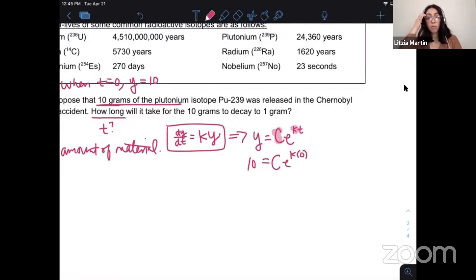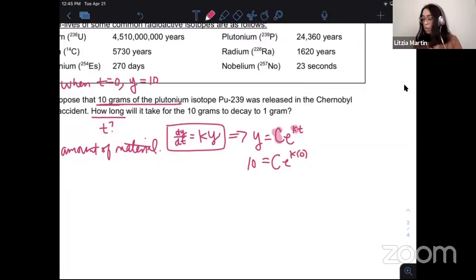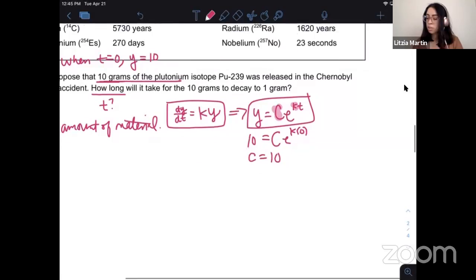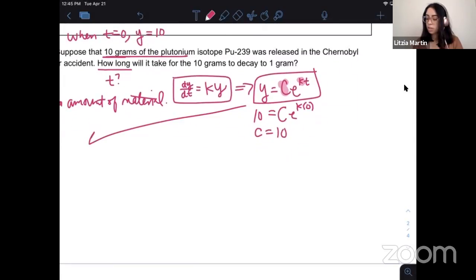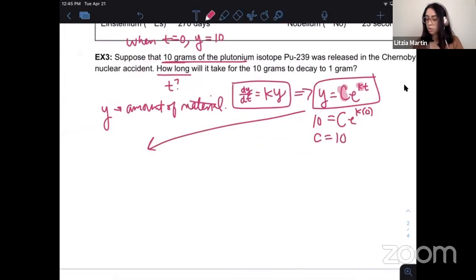And this is going to be helpful because k times 0 is 0, e to the 0 is 1. So now we know c is equal to 10. Awesome. So this general equation is going to become a little bit more particular. Y is equal to 10 times e to the k times t.